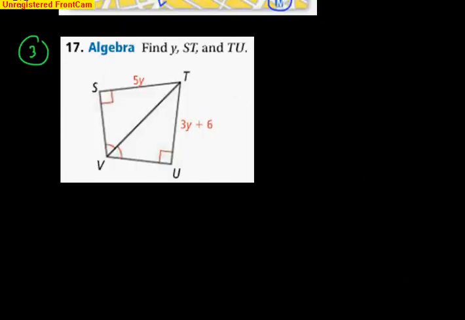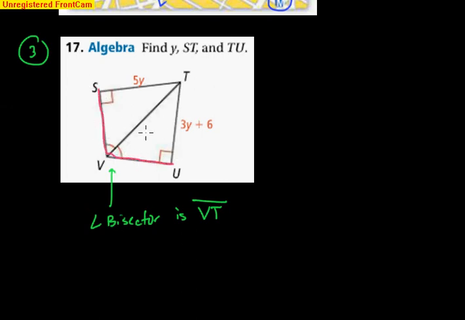Find Y, ST, and TU. Okay? If I look at this picture, I see some markings. I see that this angle, SVU, is broken into two congruent parts. So this angle is being bisected. So there is an angle bisector here, and that angle bisector is the segment VT. So the angle bisector is segment VT. And it is bisecting this angle SVU. Let me put that in red.